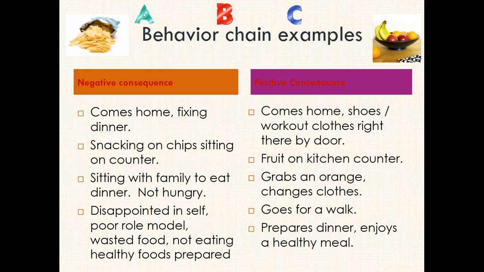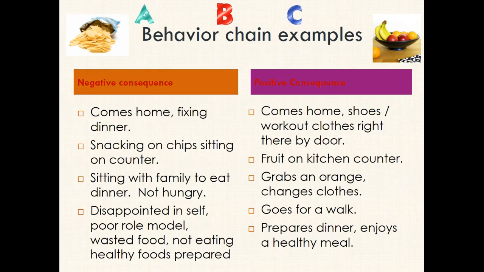A behavior chain with a more positive consequence might look like this. Your client comes home, sees her shoes and workout clothes right by the door. She also sees fruit sitting out on the kitchen counter rather than the chips. She grabs an orange, changes her clothes, and goes for a walk. Then she prepares dinner and enjoys a healthy meal with her family.